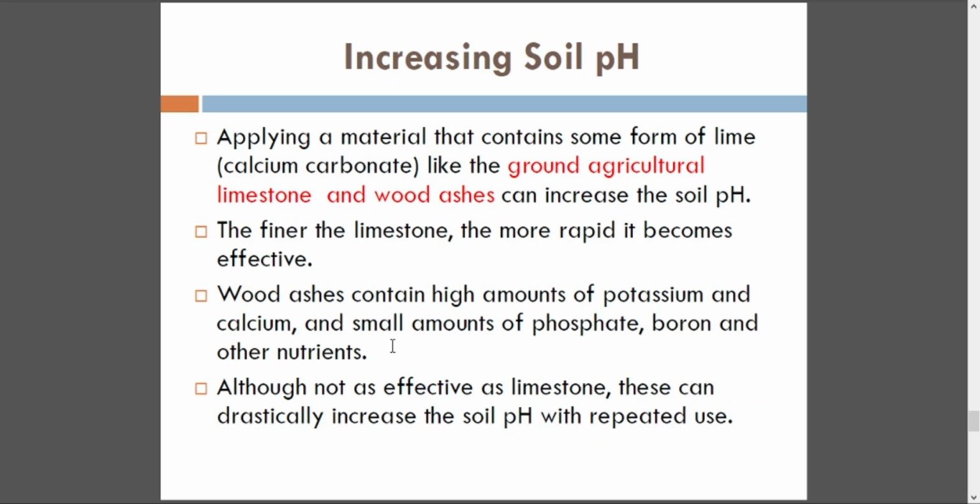And then for us to increase soil pH, we can apply materials like limestone and wood ash. And we say that the finer the limestone, the more rapid it becomes effective. So when you're looking for limestone to use, you should look for limestone that has a finer texture. We also see that wood ashes contain high amounts of potassium and calcium, so we can also use them in order to increase the soil pH.